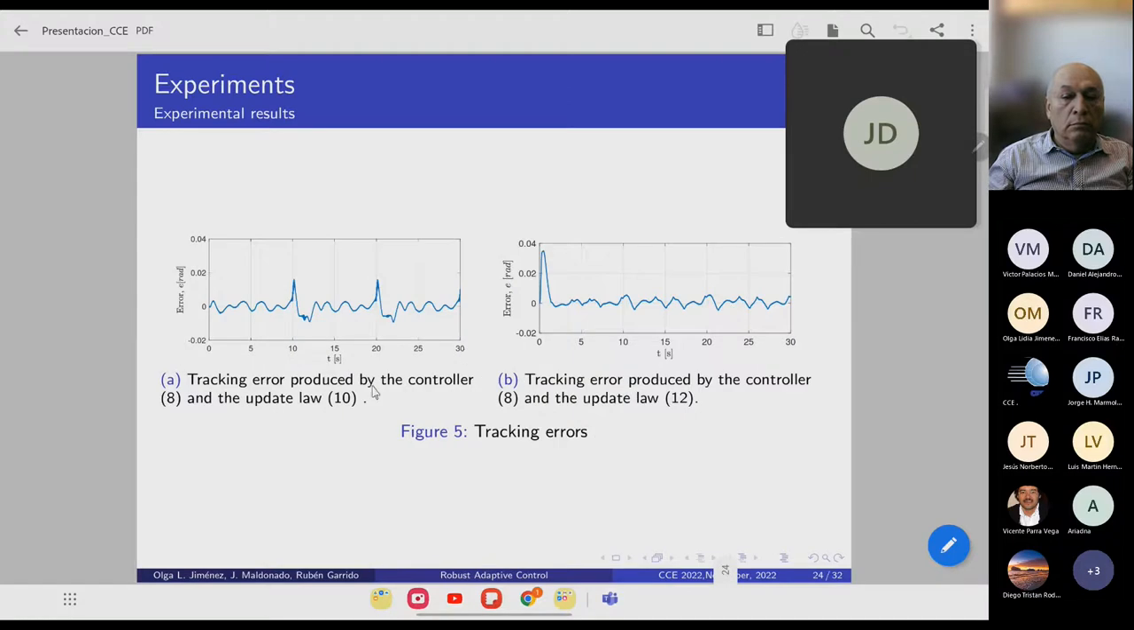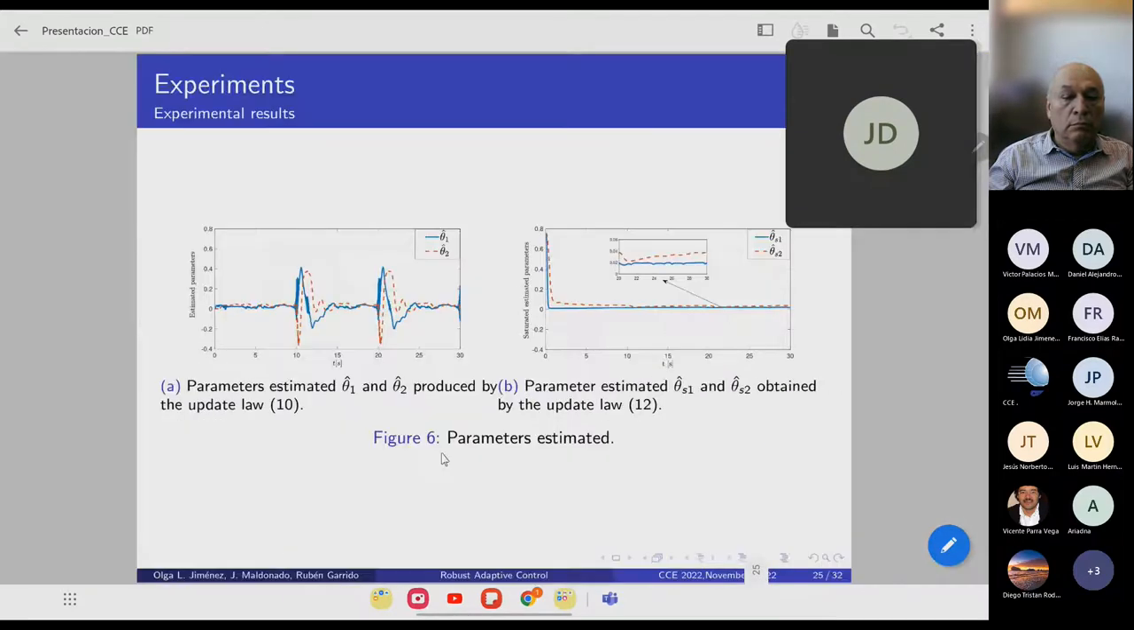The tracking error produced by the controller is also here in Figure 5. And in Figure 6, we can see the parameter estimates theta 1 and theta 2 produced also by the e-modification and the update law. They are smoother in the term with the saturation and hyperbolic tangent.